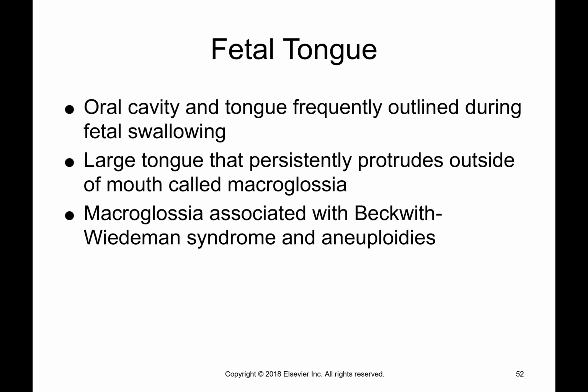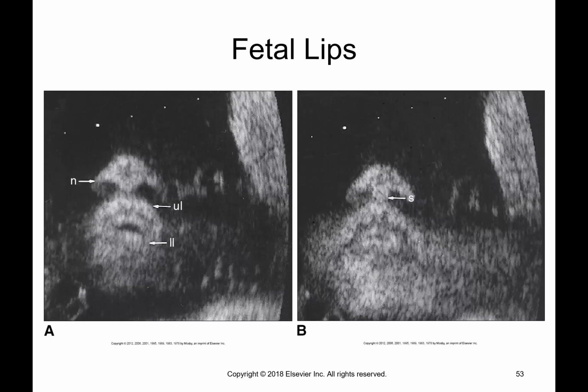You will see the fetal tongue. A large tongue that protrudes out could be associated with different aneuploidies or Beckwith-Wiedemann syndrome. It's called macroglossia. It doesn't happen very often. Look at these cute fetal lips. So this is the tip of the nose, little nostrils, and the upper lip. And seeing that intact is just so great.